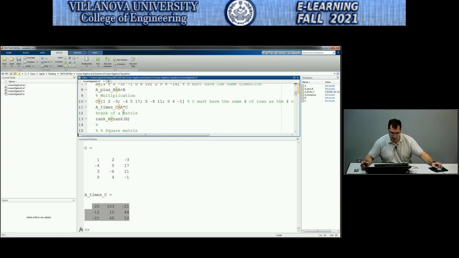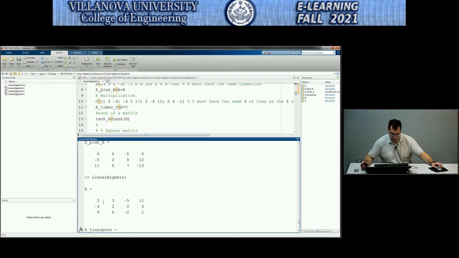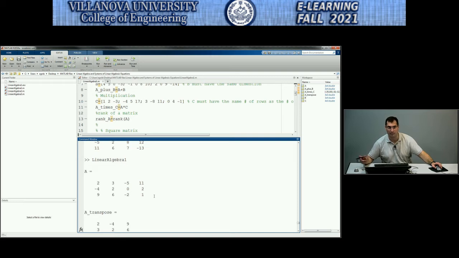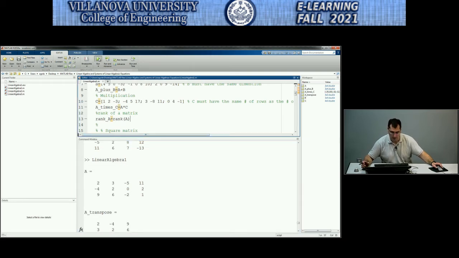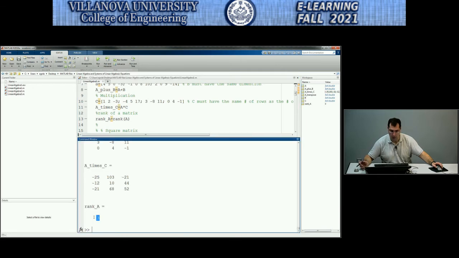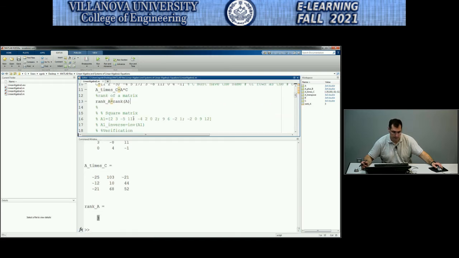So remember, my matrix A was 3 by 4. So the maximum number of linearly independent columns or rows has to be 3. It has to be the minimum number between columns and rows, because the number of linearly independent ones has to be the same. So let's see what it is. All rows of matrix A are linearly independent. That means that the rank of A is equal to 3. So this is how you compute the rank of a matrix.